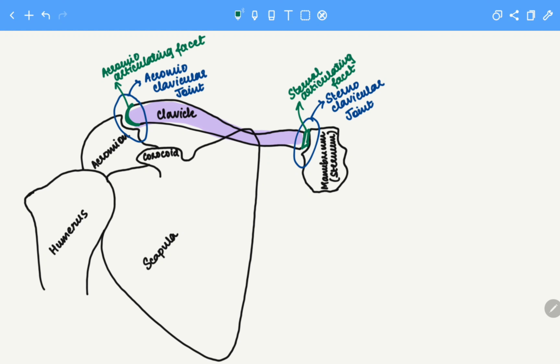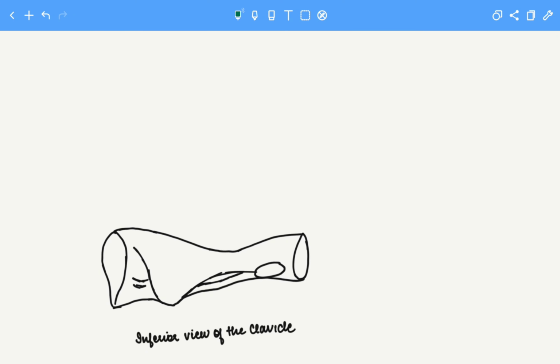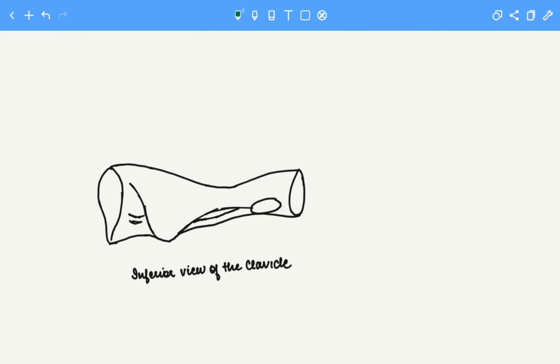Now that we've done with the clavicle and its joints, let's look at the bony features of the clavicle. So to look at the bony features of the clavicle, we'll have to look at the clavicle from the inferior view because most of its bony features are visible from the inferior view. So this right here, it's a quadrangular shaped surface. Therefore, this is the sternal end.